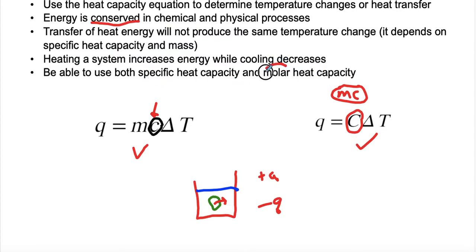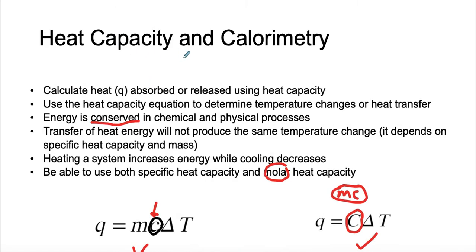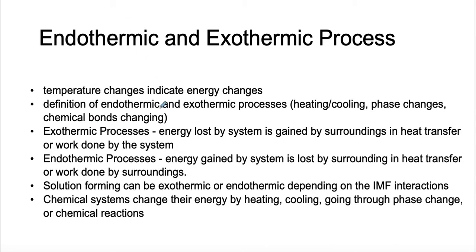And then also molar heat capacity. You should be able to use molar heat capacity. So your C, if it's in terms of grams, then you're going to use regular heat capacity. If it's in terms of moles, then you need to convert your grams into moles and use that. So look carefully at the units to determine what is going to be used. All right, so calorimetry is a big one, and it's a little complicated with the math.